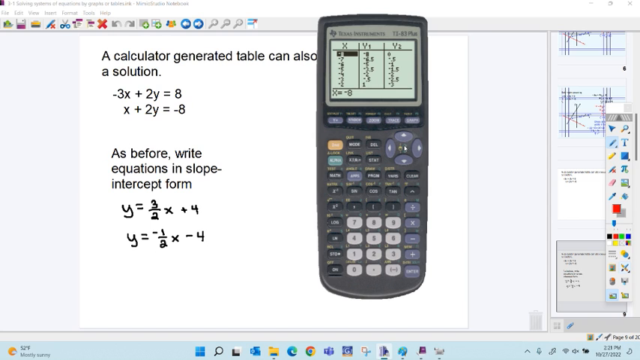Okay, so listen up. This is why I don't like using this method for solving. I'm just showing you what it's doing when you look at a table and we're looking at the values. We said that -4, -2 was our solution. So if you use your arrows until you get to -4 in the x column, notice that on the Y1 column, it says -2. And also on the Y2 column, you should have -2.